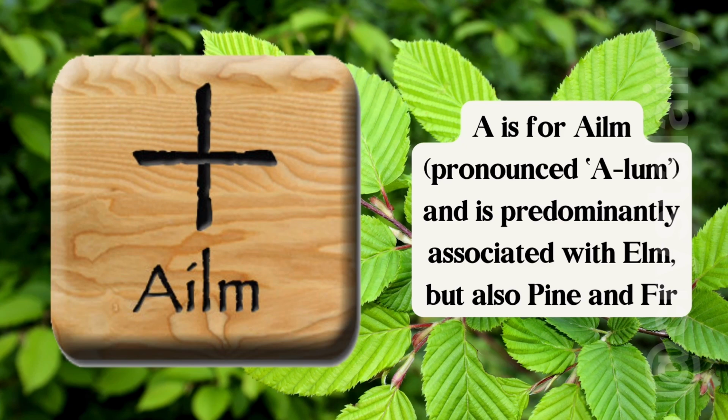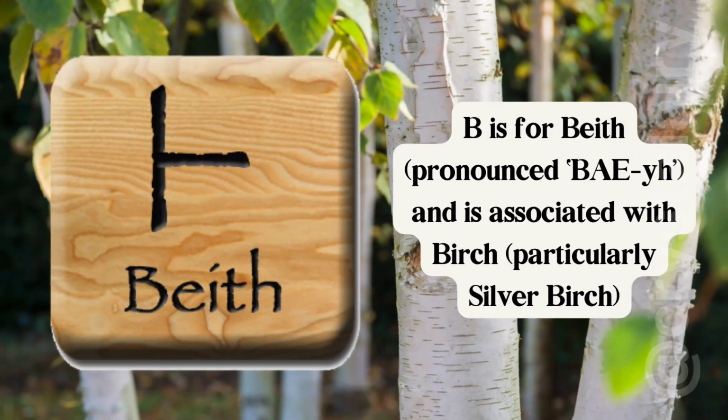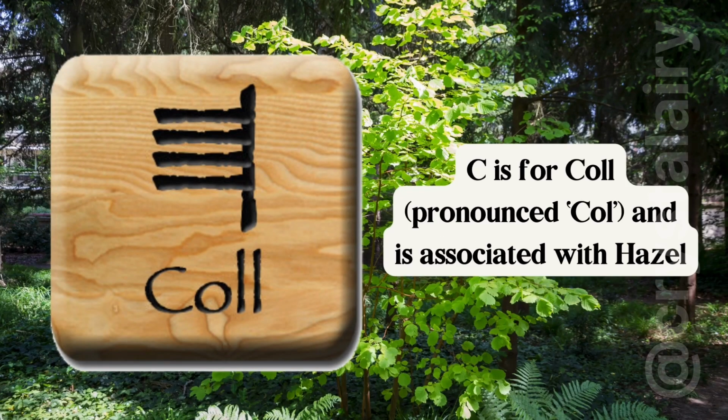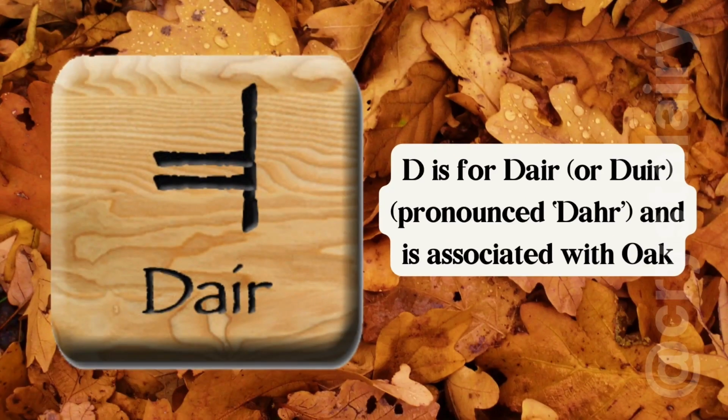The letter A is associated with elm trees and protection. The letter B is associated with the silver birch tree and blessings. The letter C is associated with the hazelnut tree and healing. The letter D is associated with the oak tree and wisdom.